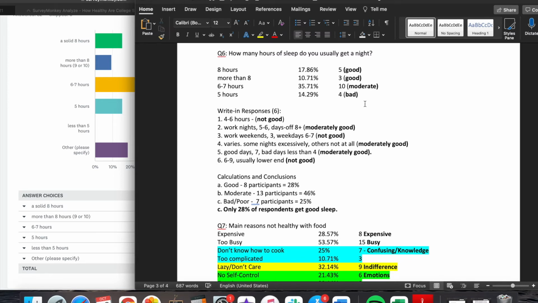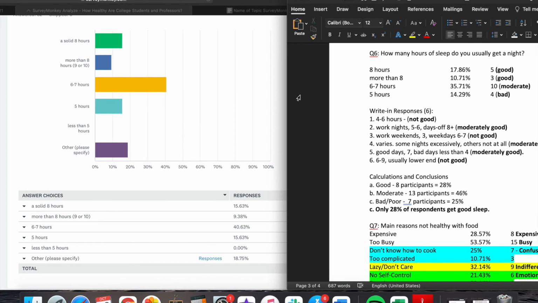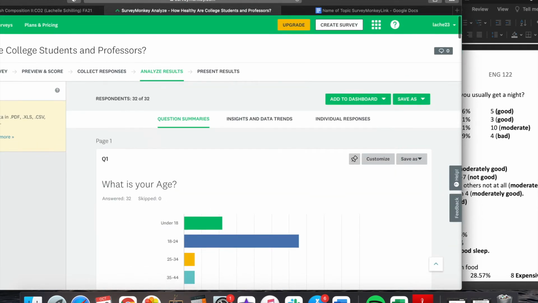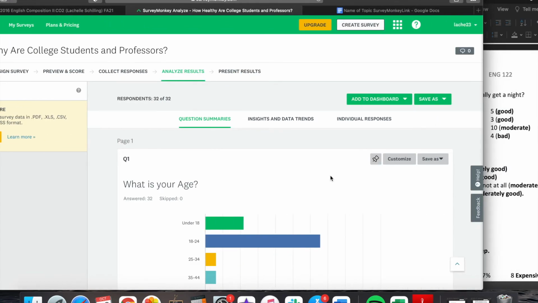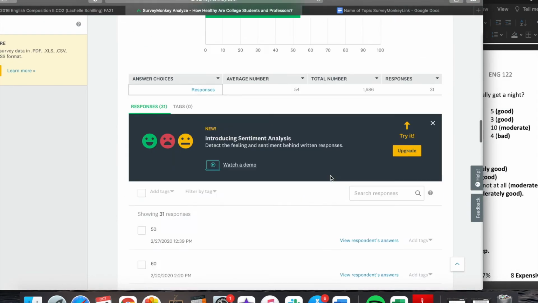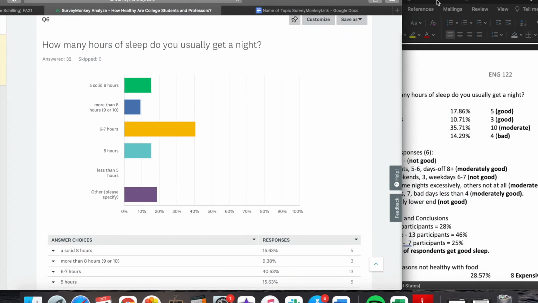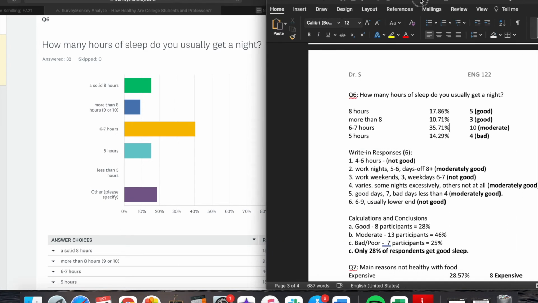And this is where we actually get to some qualitative coding. Because basically coding is you're summarizing an answer or converting it into something that makes sense, that you can find a pattern for. So now I have to refer to myself. My whole question here is, how healthy are college students and professors, right? So basically the reason that I'm asking how many hours of sleep do you usually get a night is because I want to know if they have healthy sleep.